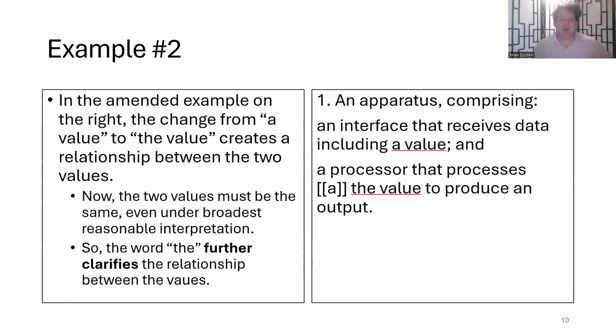If we now change it so that the word "a" becomes the word "the", that's what we're showing here as an amendment. This creates a relationship between the two values, okay? So now the two values must be the same, even under broadest reasonable interpretation. Again, that's the standard we apply in understanding claims at the USPTO.